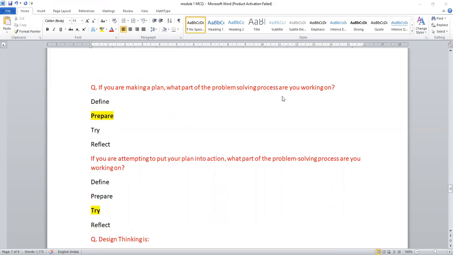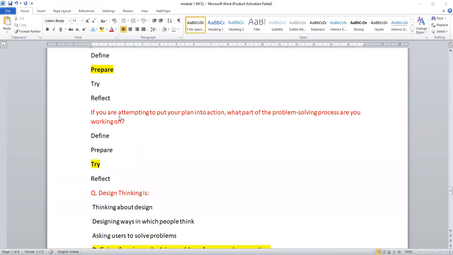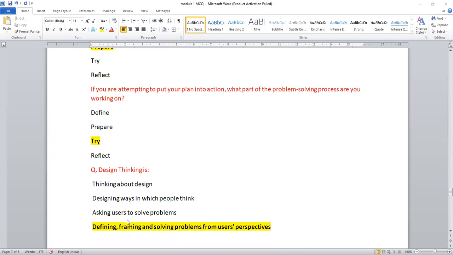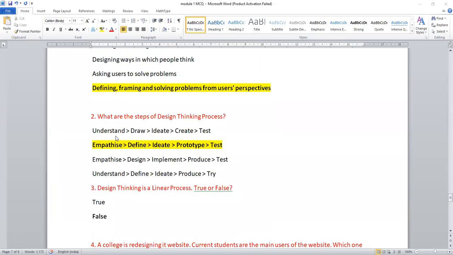what part of the problem solving process are you working on? Obviously, planning and all those things are under preparation itself. If you are attempting to put your plan into action, what part of the problem solving process are you working on? Making a try, after the preparation, going for a try. Design thinking is, can you please identify the right answer? Defining, framing, and solving problems from the user's perspective belong to the term design thinking.